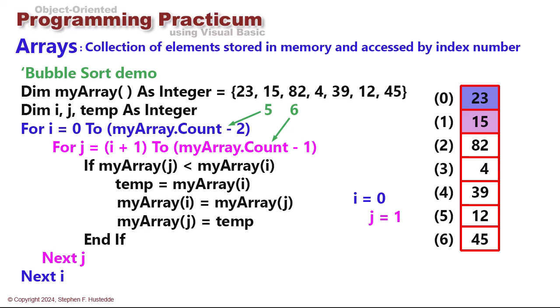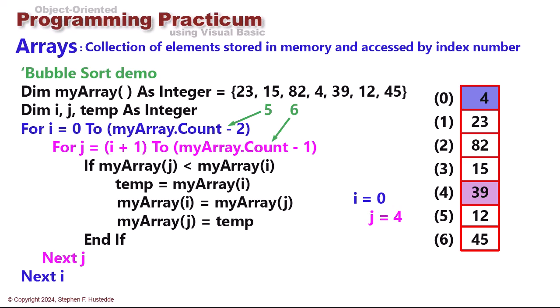So our first time through the loop here, i is 0 and j is 1. And here we're comparing element j of 15. Is it less than element 0 of 23? It is. So we're going to swap those two. So now 15 is element 0 and 23 is element 1, and j becomes 2. Now we're going to compare 15 to 82. Well, 82 is not less than 15, so nothing happens. j becomes 3. And now we're comparing 4 to 15. Well, 4 is less than 15, so we're going to swap those two.